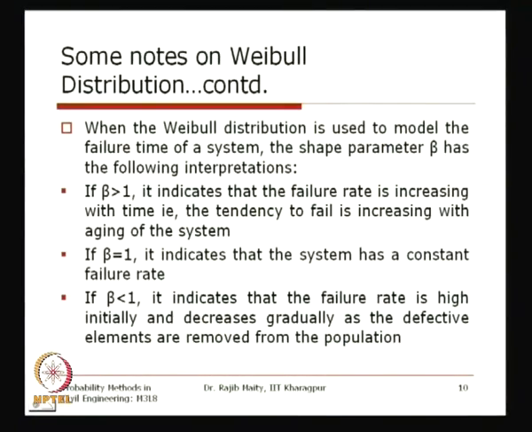So what I am trying to communicate is that the rate of failure in the initial time steps is higher compared to when t increases. In that case, beta is less than 1, so the failure rate is high initially and decreases gradually as time passes. So these are the interpretations of the parameter beta for a Weibull distribution, and we can suitably think about which range of beta is suitable for the different problems at hand.